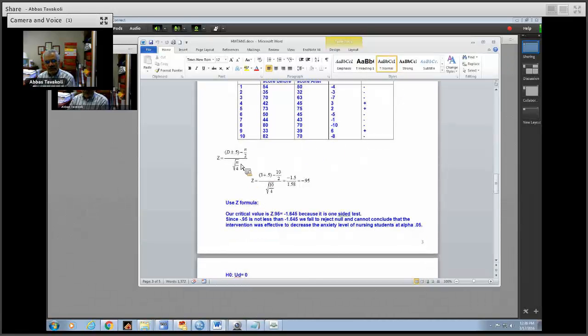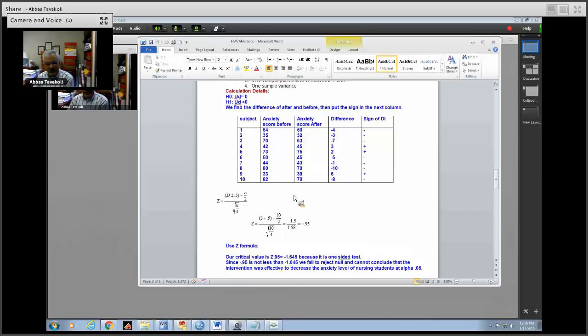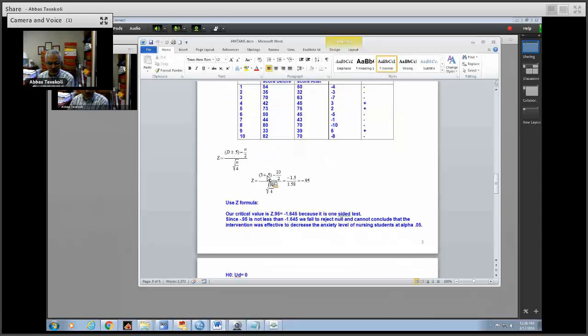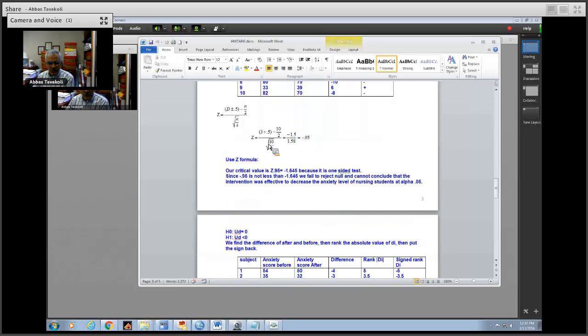So using the Z statistic for the sign test, again you take the difference: 50 minus 54, you get -4, 32 minus 35, -3. Then you put the sign. The number of positive signs was 3. That is your D. Since D is less than n over 2, which is 10 over 2, so less than 5, you use the plus. If D was more than 5, then you would use negative. So basically, you use that formula, replacing n, and you get -0.95.